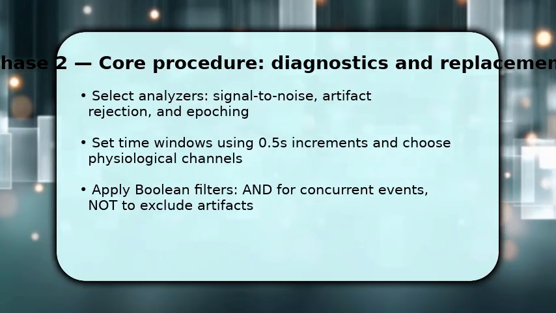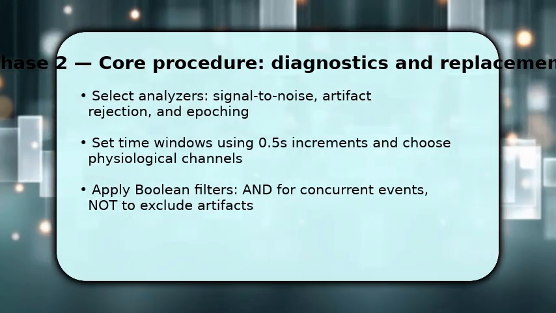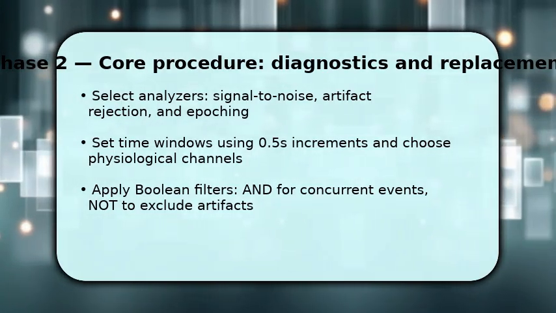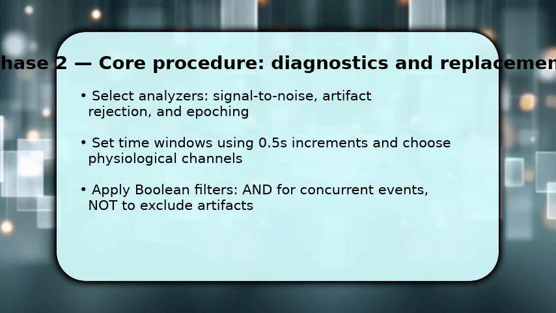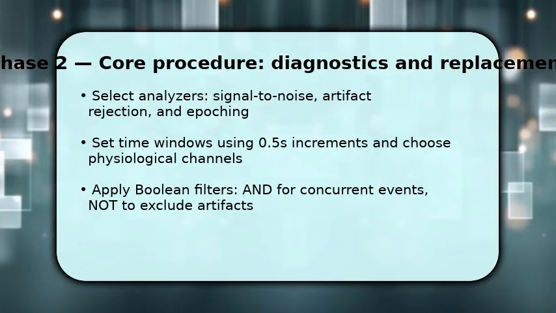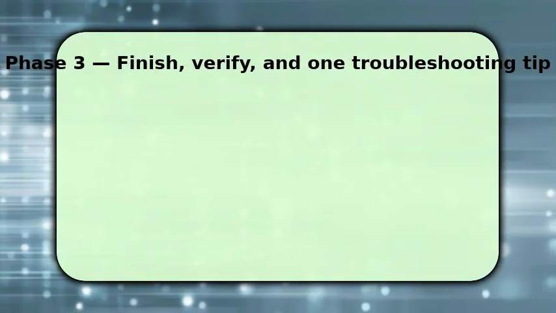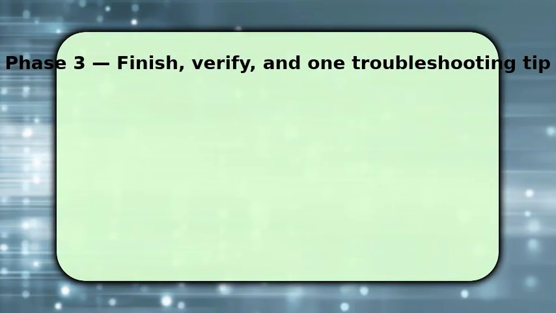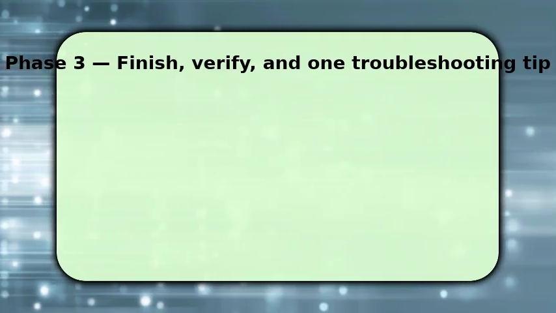Use Boolean filters, and when you need concurrent criteria, use AND, and use NOT to exclude known artifacts, and preview 10 to 20 results to confirm behavior. Finish by running the full search and exporting results as CSV or the native session format, so you can audit findings and share them.